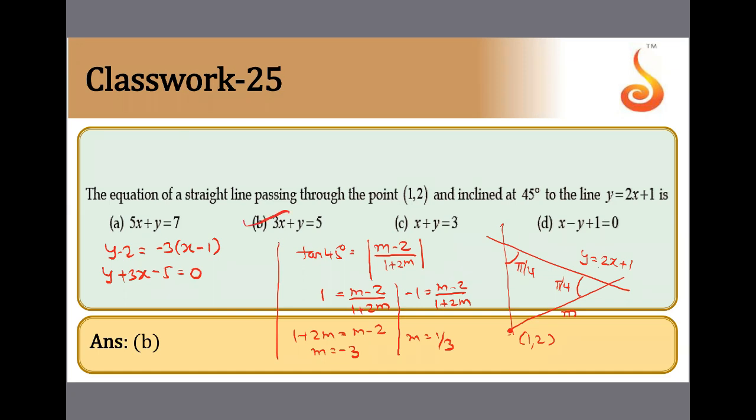The other line's equation will give you y minus 2 is equal to 1 by 3 (x minus 1). If we simplify, we get 3y minus 6 is equal to x minus 1. So we get x minus 3y, minus becomes plus 6, so you'll get plus 5 equal to 0. So two options are possible: x minus 3y plus 5 is equal to 0. And this one, how do we get (m minus 2) by (1 plus 2m)?